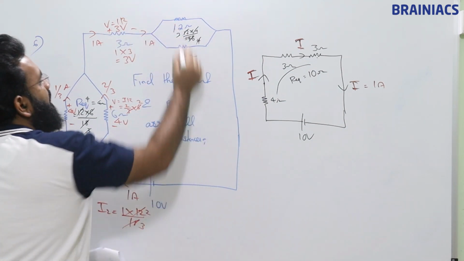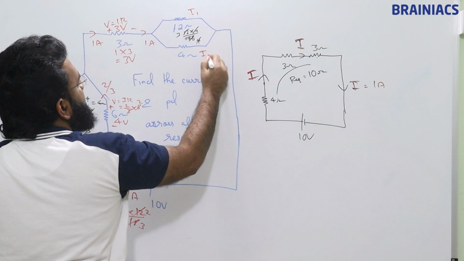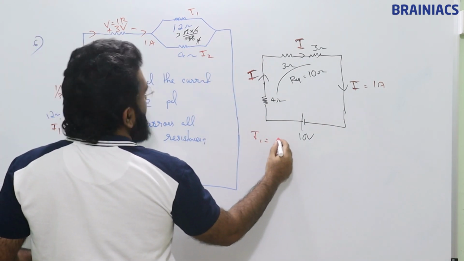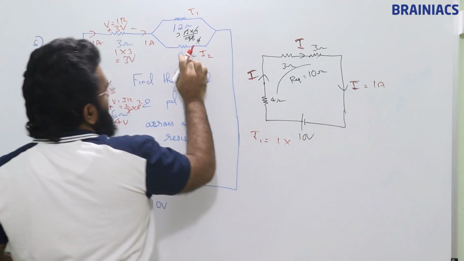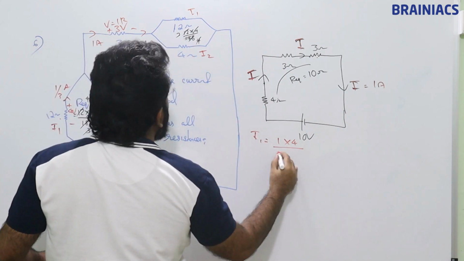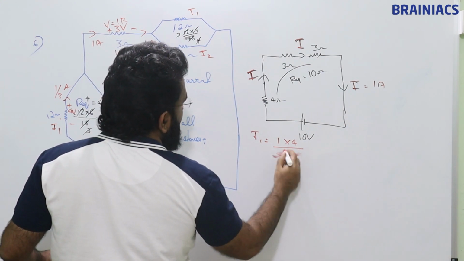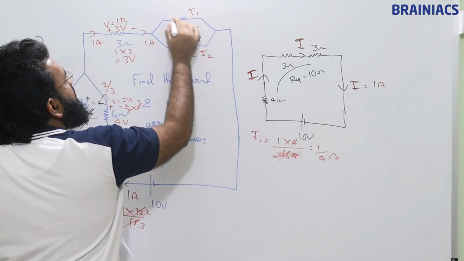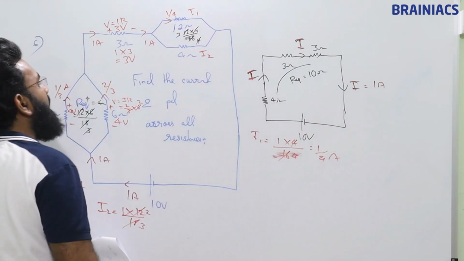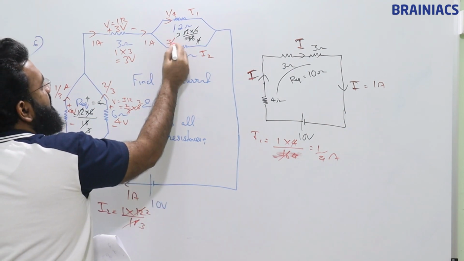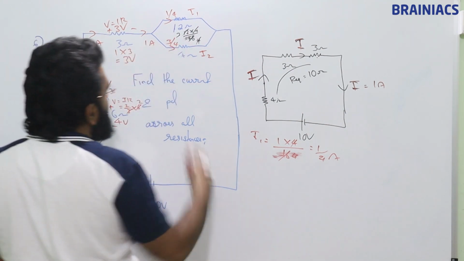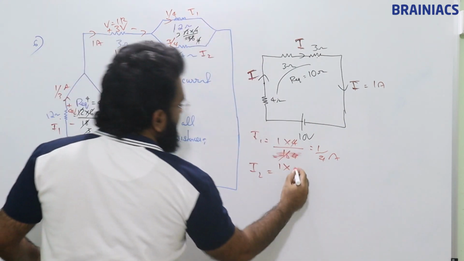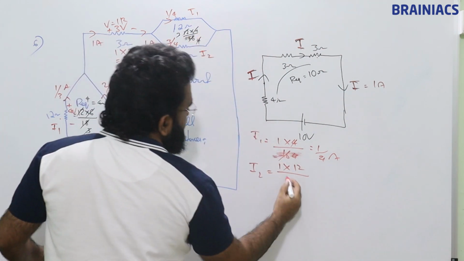What about here? Consider this as I1, this as I2. So I1 here is, I1 is equal to the current that is coming is 1 into opposite branch current 4 divided by 12 plus 4. This is going to be 16. So this is going to be 1 by 4 ampere. So here current is 1 by 4 ampere. So this is going to be, obviously this is going to be 3 by 4 because total current is 1 ampere.